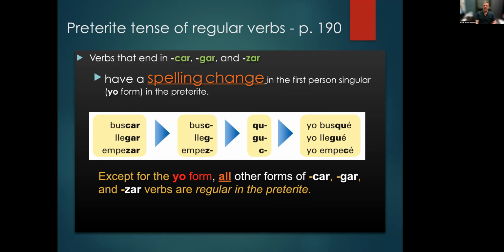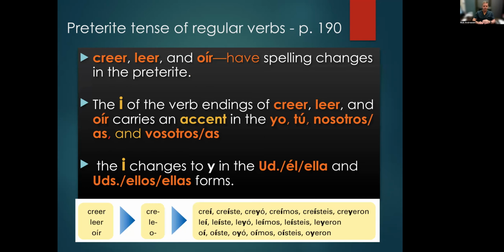And there aren't a whole lot of these. Words that end in CAR, GAR, ZAR. These are the most common ones, and obviously there will be others, but you'll just remember that. And you'll just look at it when you're writing it and think, that just doesn't look right, and then you'll make it spelled according to the way it's pronounced.